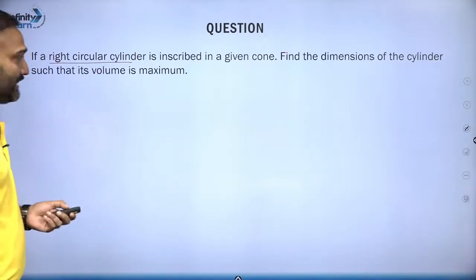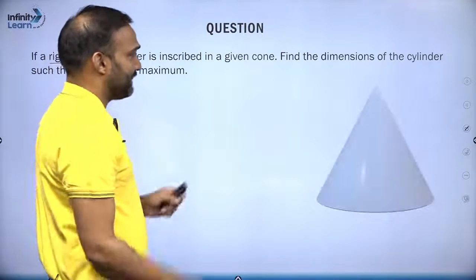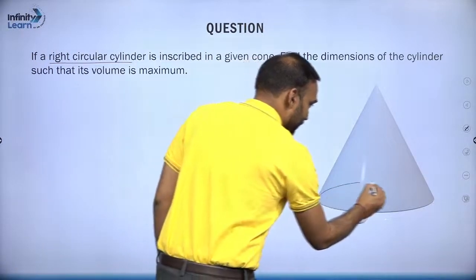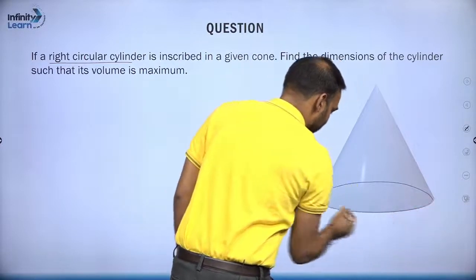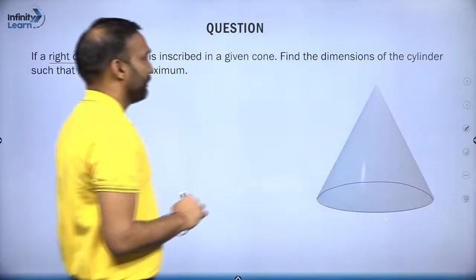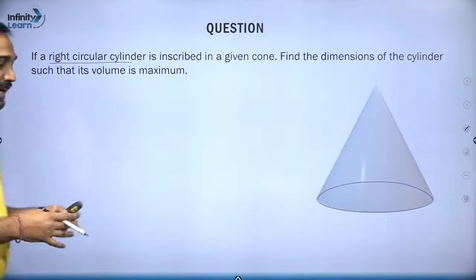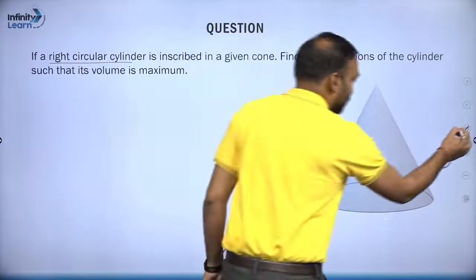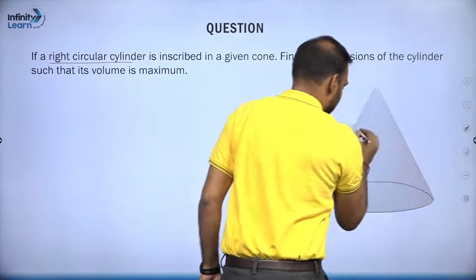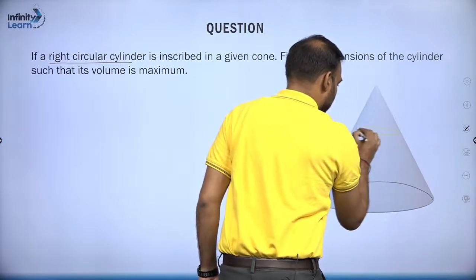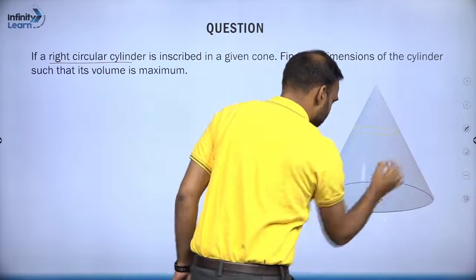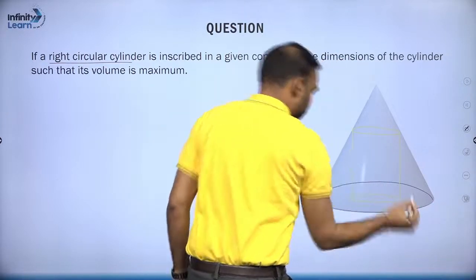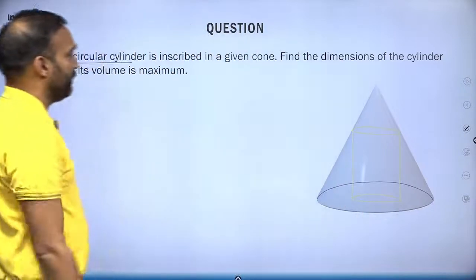So first of all, let us have a cone. So let's say this is a cone and let me draw the periphery, right? So this is a cone. Now I have to inscribe. Inscribe means a cylinder has to be inside the cone. So a cylinder needs to be inside the cone. So let's say, right, this is how the cylinder would be, right?